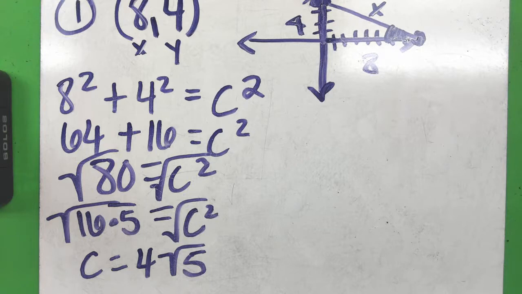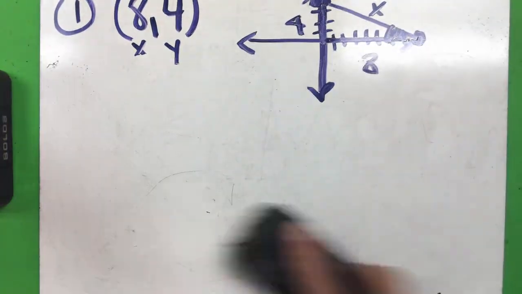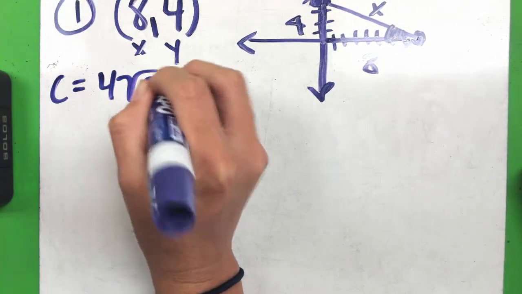Any questions about the Pythagorean theorem part? This part? Yes. Any questions about how we got that? Alright, I'm going to leave my little picture up there for a second. Again, you don't have to copy that down. C equals 4 square root of 5.